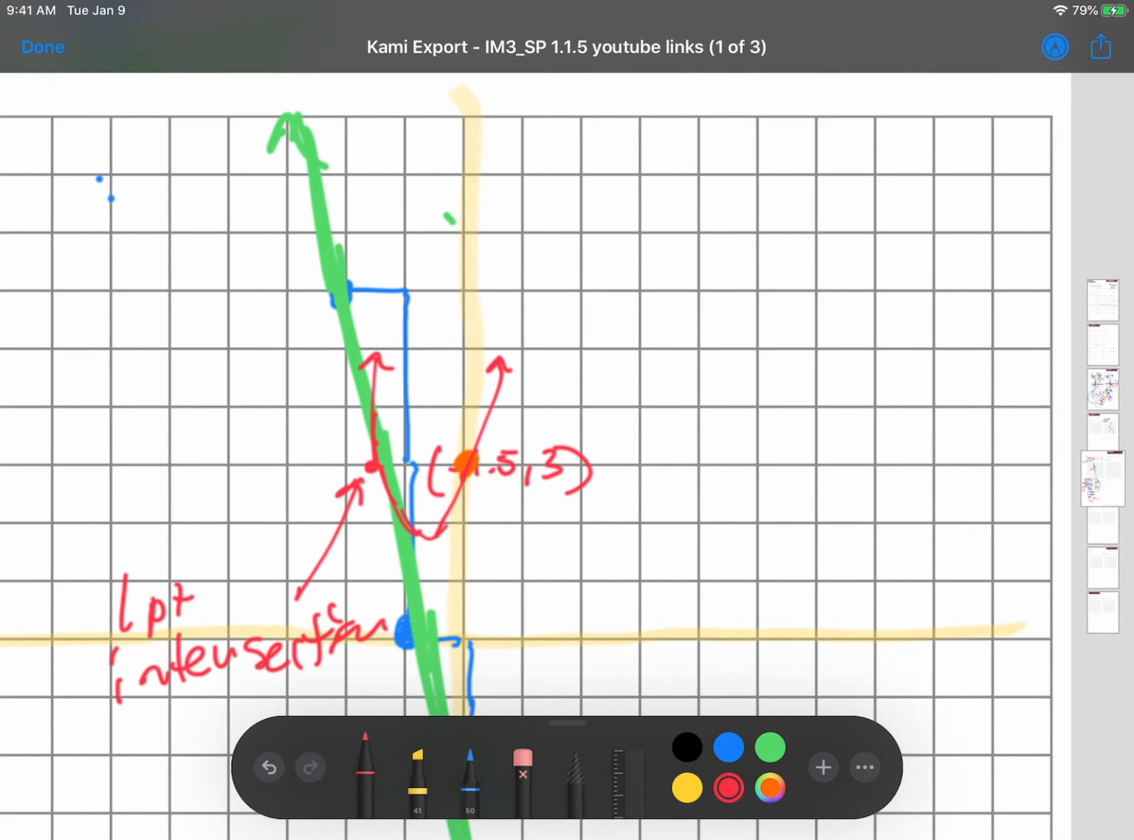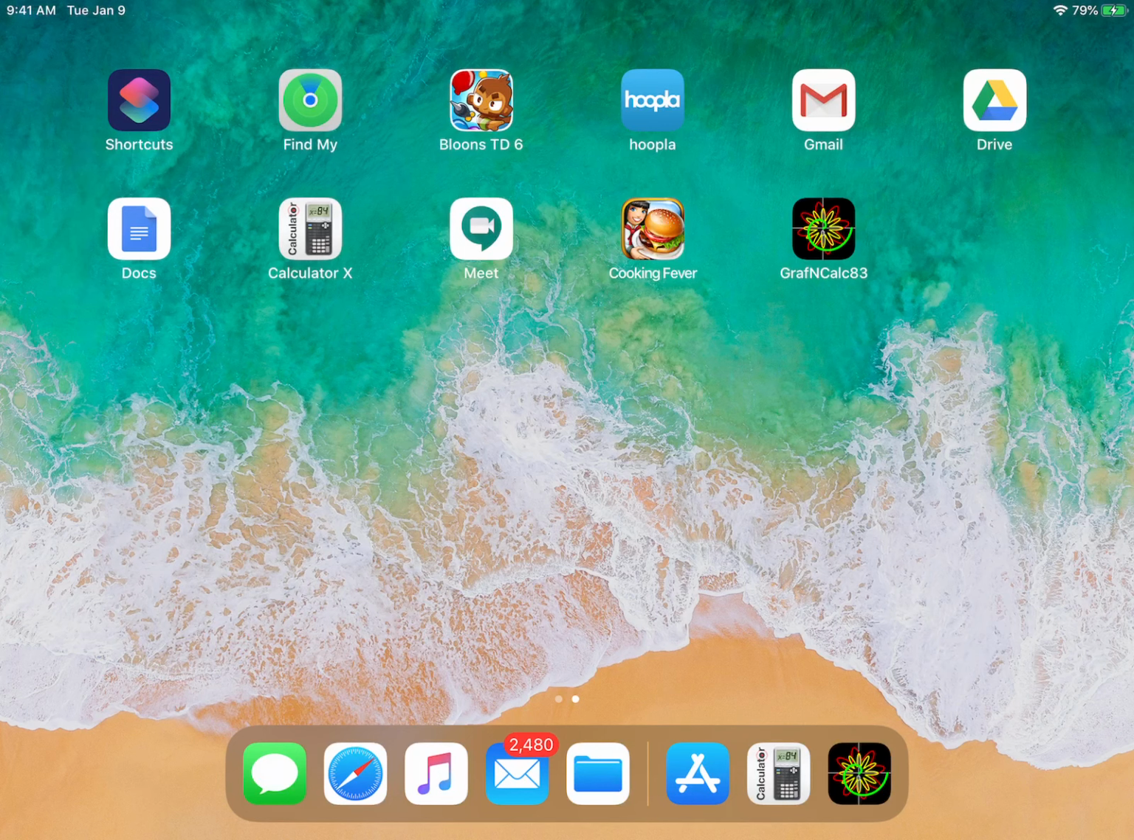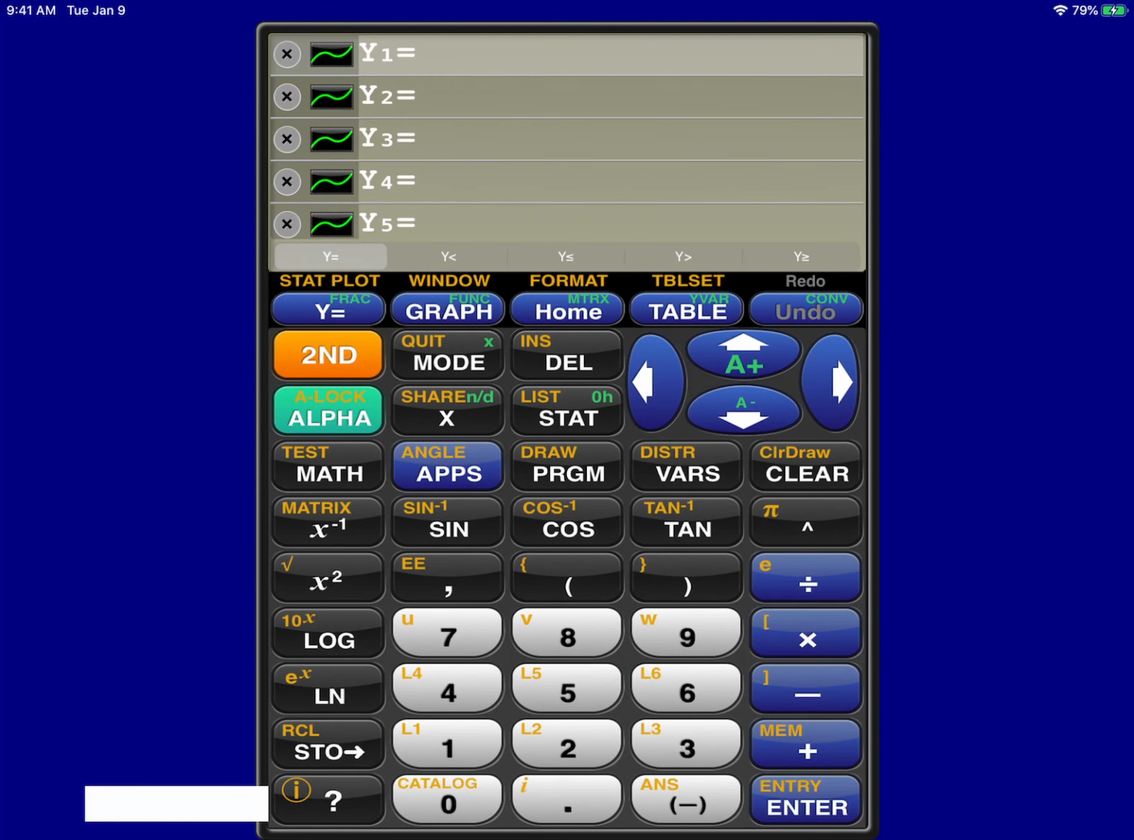Okay, let's use technology. So, I'll show you guys what I use. This one is called Graph and Calc 83. And then you're going to type in your two equations. So I have 4x squared, plus 6x plus 3. And this is a free app. The negative and subtraction signs are where students usually make a mistake. So negative 6x minus 6 is on the right, okay? And then you're going to press graph.